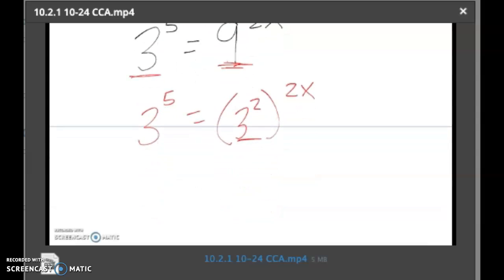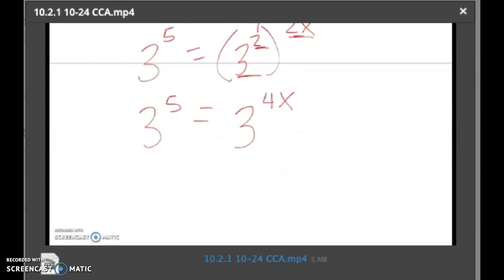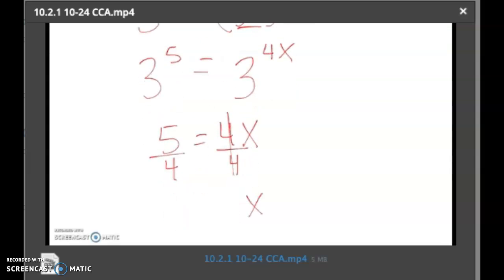Okay. So I'm going to keep solving, knowing what I know about exponents. When I have an exponent raised to a power, I multiply those together. So I get my base of 3. And when I multiply those exponents together, 2 times 2x, I get 4x. All right. Once I have the same base number, I can drop those bases and set the exponents equal to each other and solve for x. Okay, so we get that x equals 5/4, or you're welcome to make that a decimal if you would like.